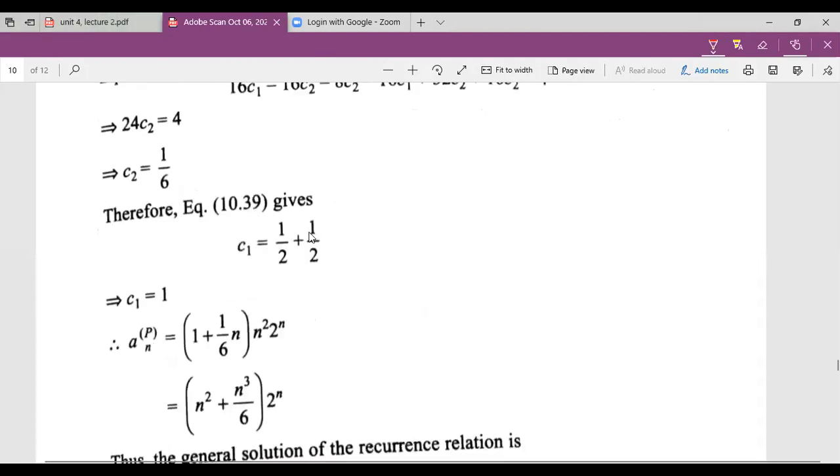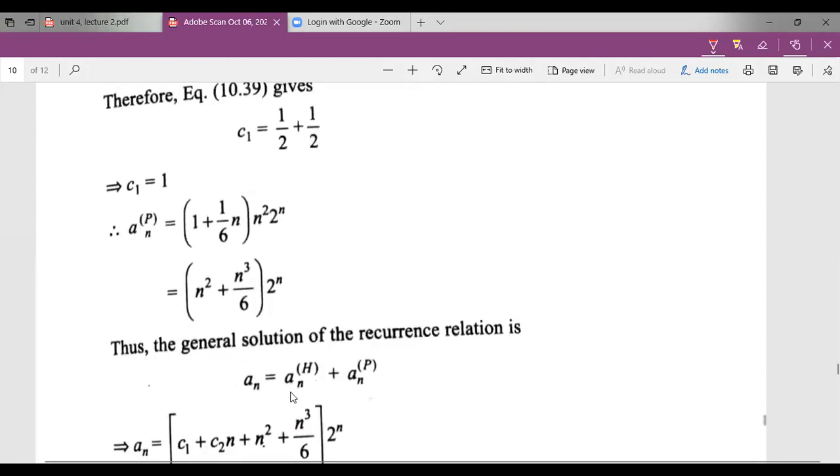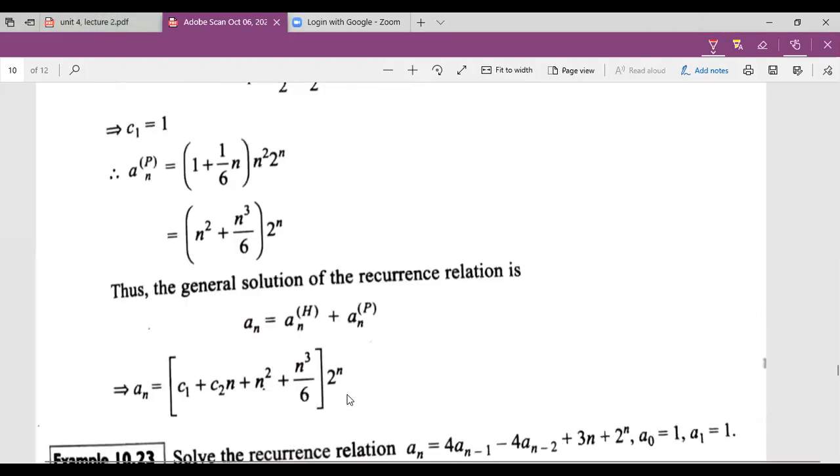So we substitute these values in the particular solution. The particular solution is (C1 plus C2 n) into n square 2 power n. So (1 plus n by 6) into n square 2 power n, we multiply this, we get (n square plus n cube by 6) into 2 power n. So the general solution of the recurrence relation is the sum of the homogeneous solution plus the particular solution. The general solution is (C1 plus C2 n) plus (n square plus n cube by 6) into 2 power n.